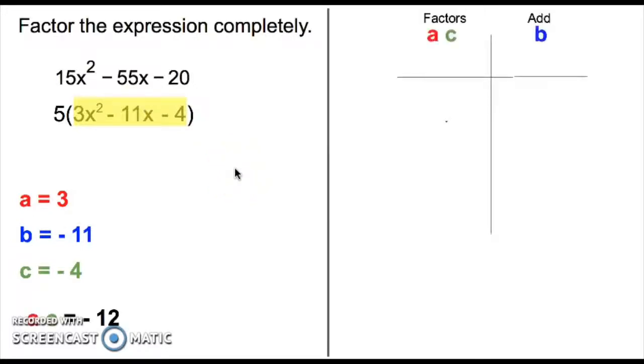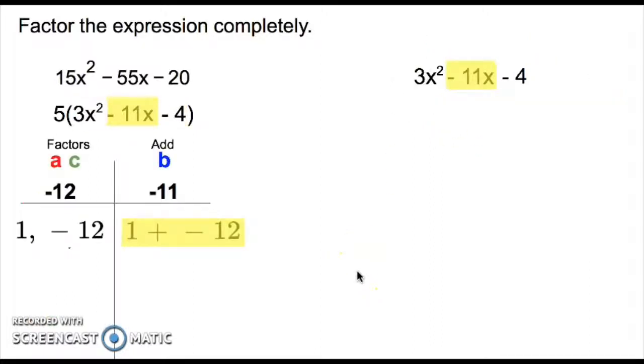So I'll make my factors and add table. AC is negative 12 and B is negative 11. So I want two numbers that multiply to negative 12 but add up to negative 11. That's going to be 1 and negative 12. 1 times negative 12 is negative 12. 1 plus negative 12 is negative 11. So highlight that. Now I'm going to replace this negative 11 with the 1 and negative 12. So I'll have 3x squared plus 1x minus 12x minus 4.